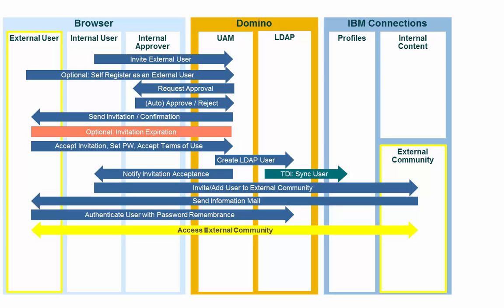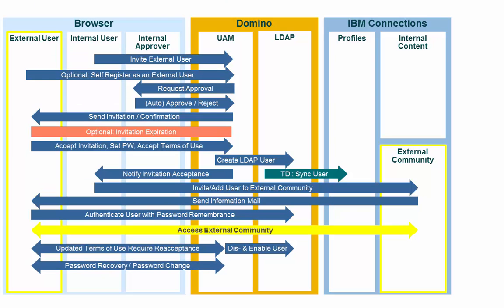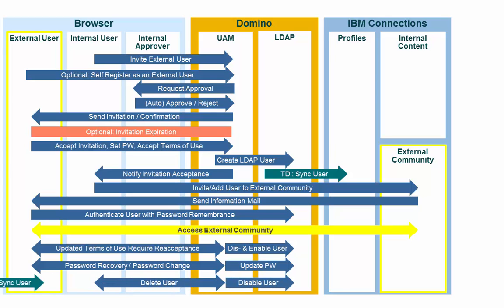However, what happens if your lawyers find out that they need to update the terms of use? All of the external users need to be disabled, and only after they re-accept the updated terms of use will they be enabled again. What happens if an external user forgot his password or wants to change it? UAM covers this process as well, so they can recover and update their password. Of course, you can delete users, and then they need to be disabled all the way through IBM Connections.